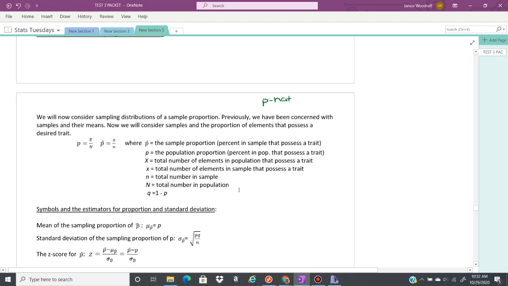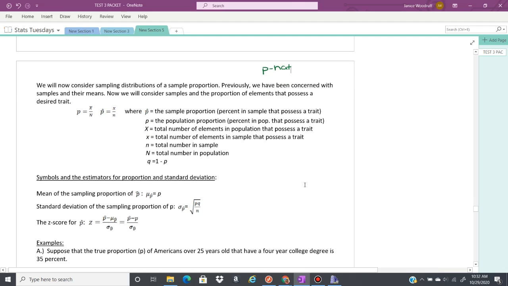When we say we're considering a sample and the proportion of elements that possess a desired trait, that's a percentage. So we are dealing with percentages. A very simple way of putting that is 8 out of 10 people in a particular subset have brown eyes. Well, that's 80%. That's what we mean by the proportion of elements possessing a trait. It's the percentage of people that possess that trait.